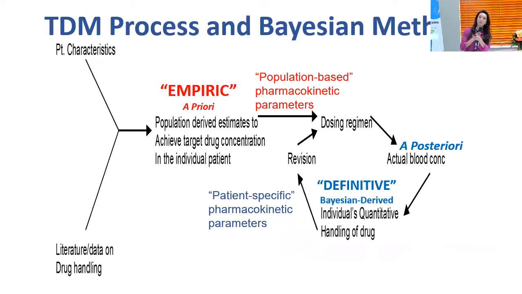Bayesian method here requires that we integrate a priori data as well as the a posteriori data. So we combine both of that information to get a Bayesian estimation of either AUC, trough, or peak. Okay, so Bayesian is always superior, and that's very important to note.